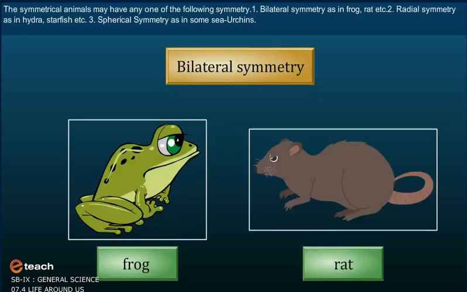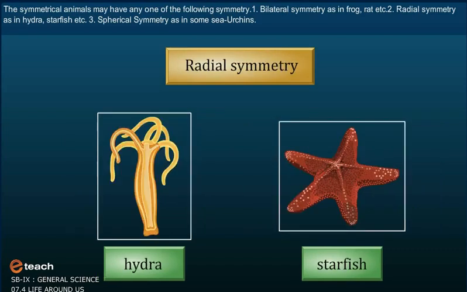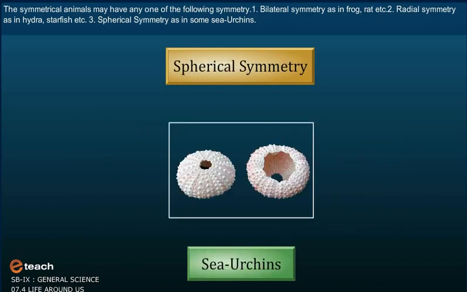The symmetrical animals may have any one of the following symmetry. 1. Bilateral symmetry, as in frog, rat, etc. 2. Radial symmetry, as in hydra, starfish, etc. And 3. Spherical symmetry, as in some sea urchin.